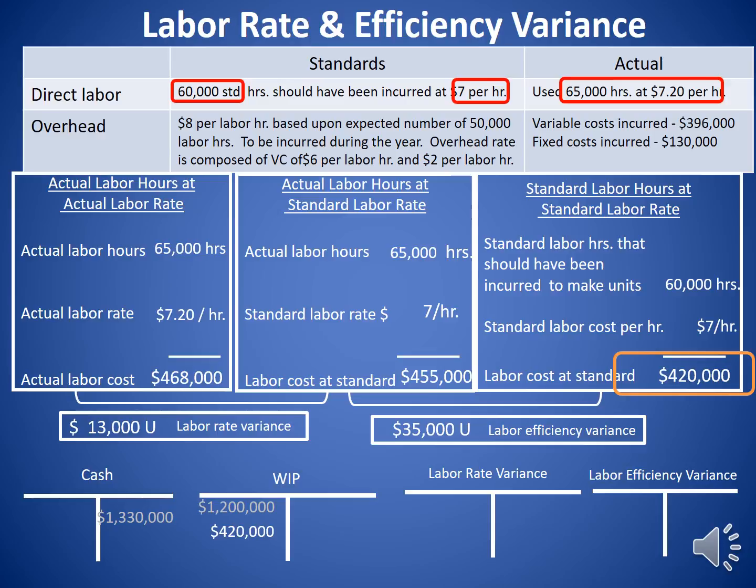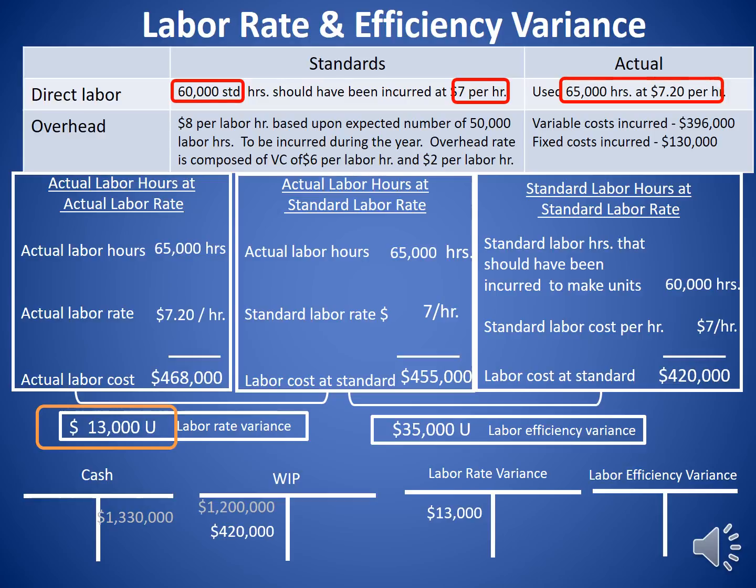So let's start out with our standard labor cost. In other words, our standard labor hours at the standard labor rate. In other words, the standard cost that goes into work in process. So it's $420,000, so we debit work in process for $420,000. Next, we record the labor rate variance of $13,000 unfavorable, and you can see the debit to the labor rate variance account of $13,000.